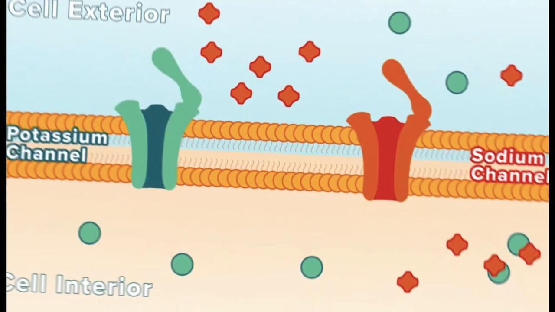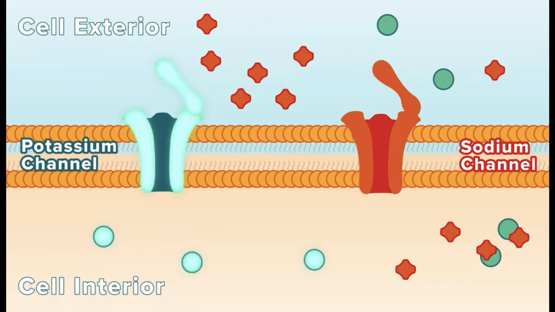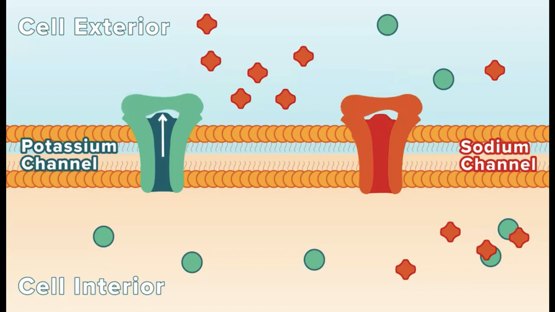Let's take a look. You'll notice large proteins, or channels, that span the membrane of the axon. These channels are designed to allow ions to move back and forth across the membrane, and they're specific to the ions they transport. Also note that these channels are like a one-way door, moving traffic in a specific direction. The potassium channel moves potassium ions out of the cell, whereas the sodium channel moves sodium ions into the cell.